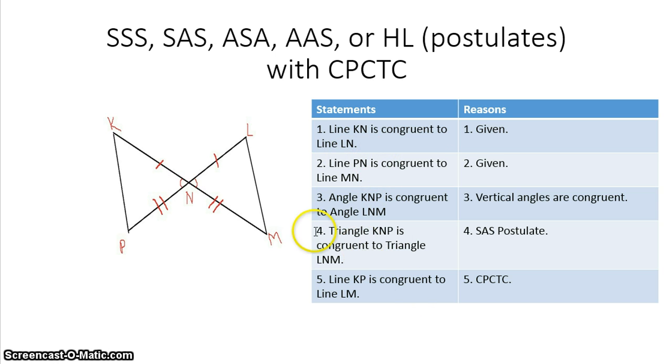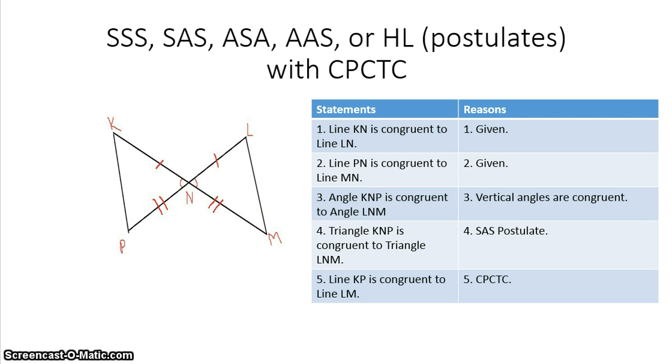And finally, I stated that triangle KNP is congruent to triangle LNM. And we know that because of the side-angle-side postulate. When you have two triangles in which two sides and their included angle are marked congruent, then you know that the two triangles are congruent. And of course we have these two sides with these angles, and these two sides are marked congruent, so we know that these two triangles are congruent.